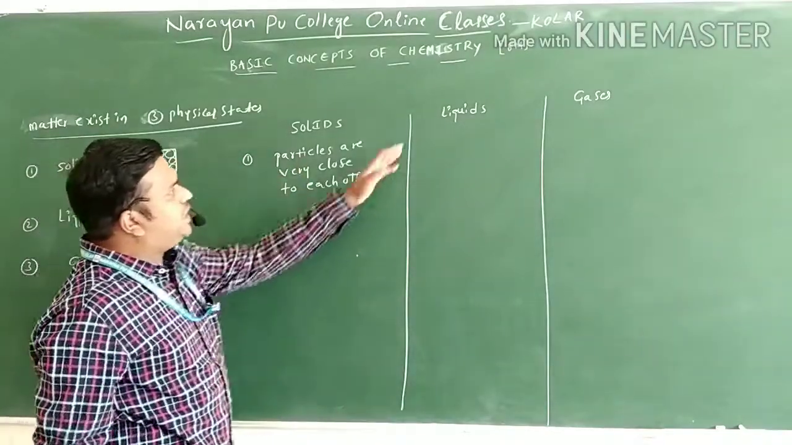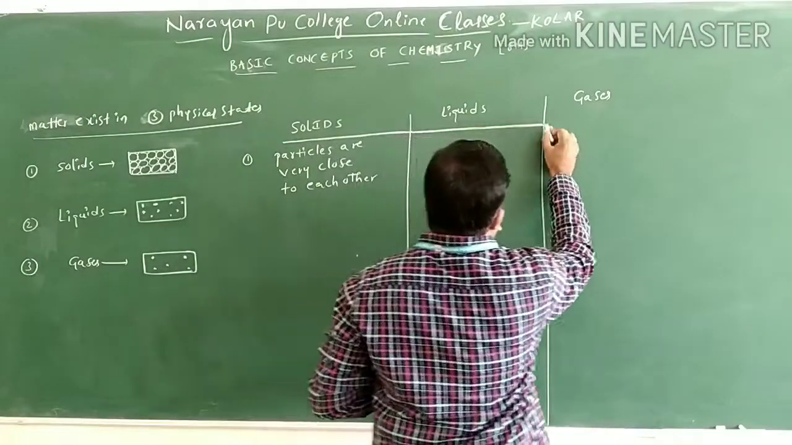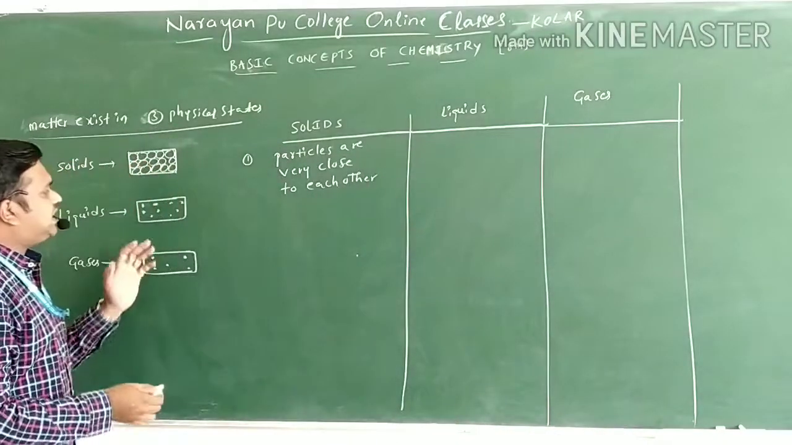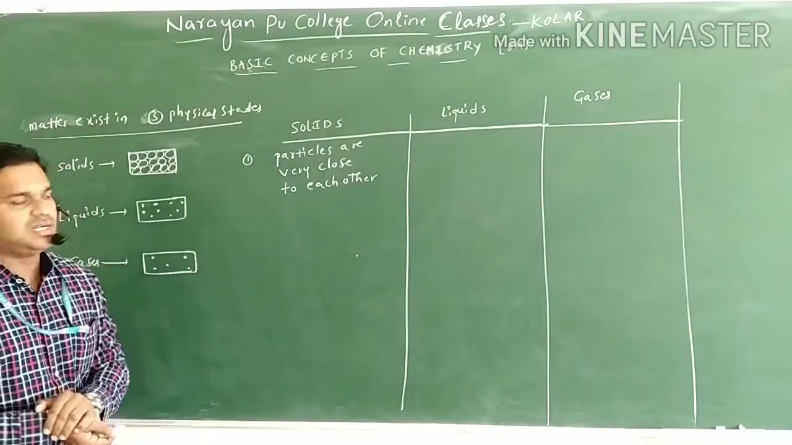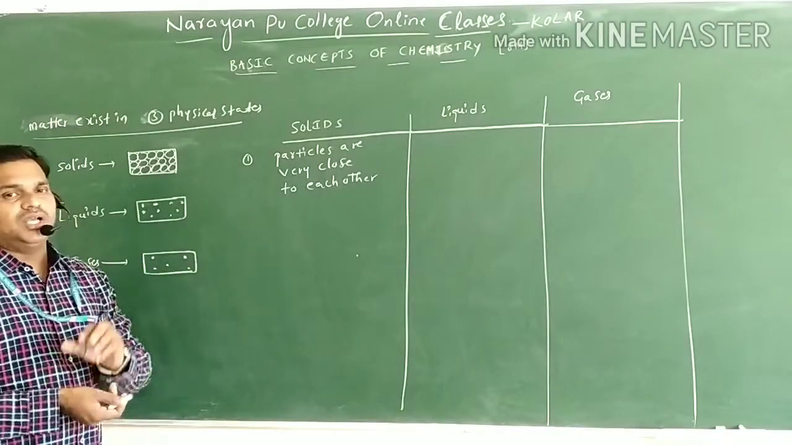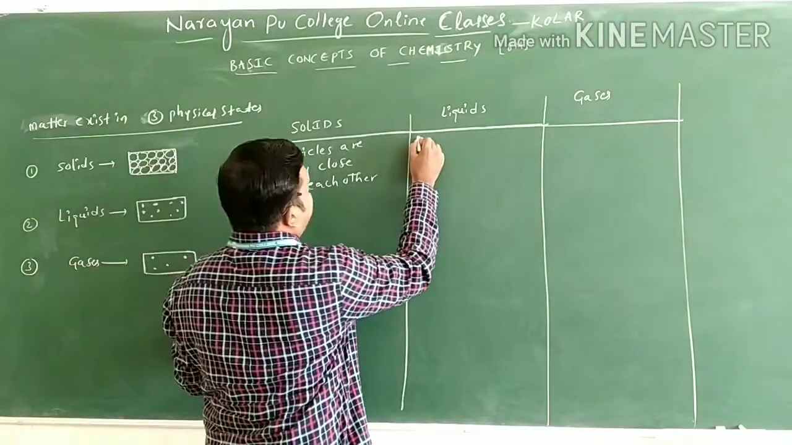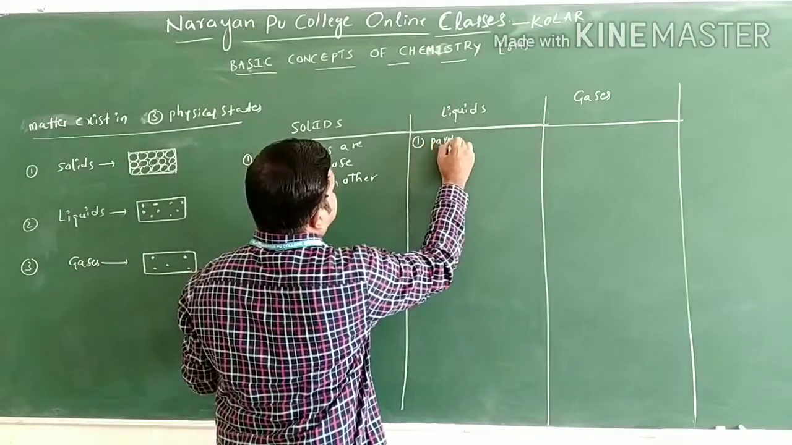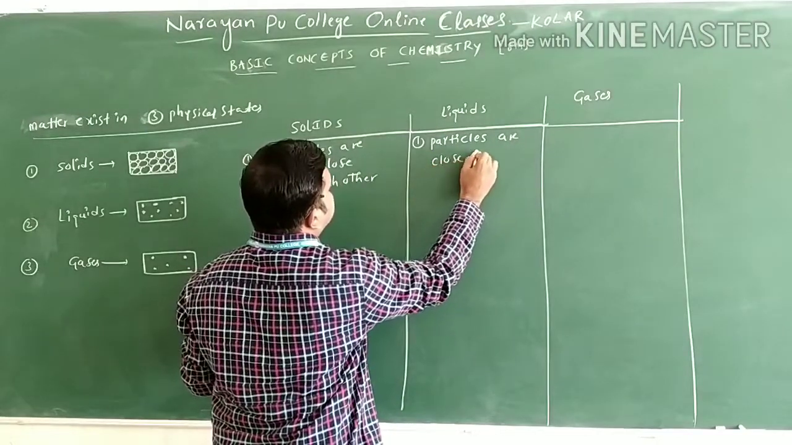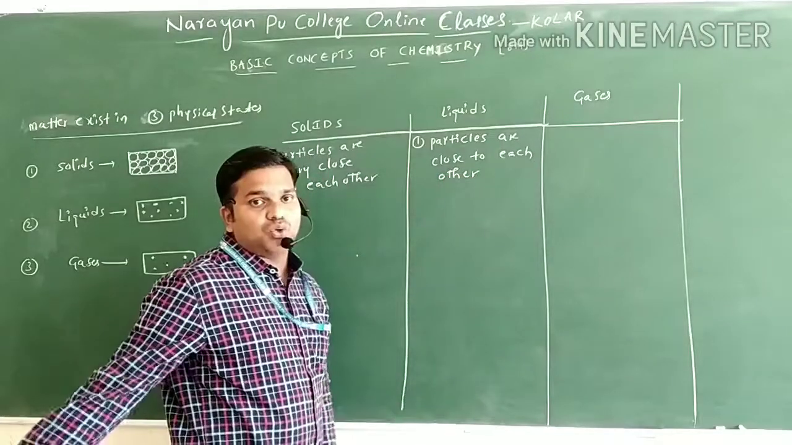And you can see the point related to which one? Liquids we have. Clear? So liquids, how is the arrangement of the particles? In liquids, the particles are not close to each other like solids. The particles are close to each other, not very close, just close to each other. We say here particles are close to each other.